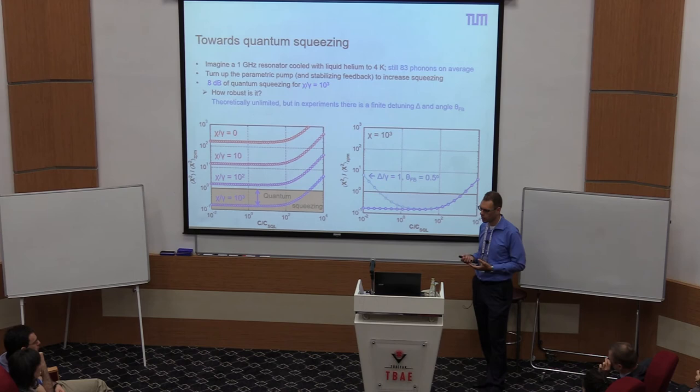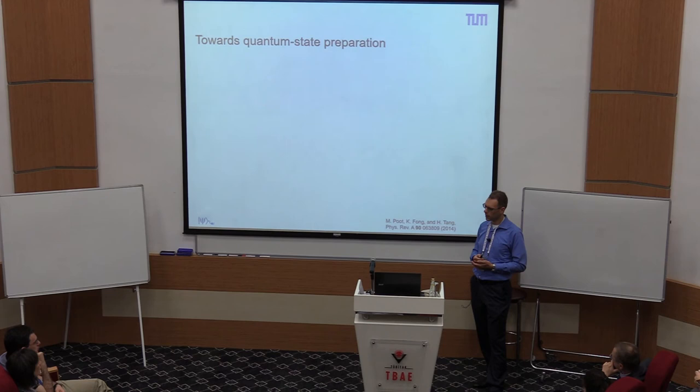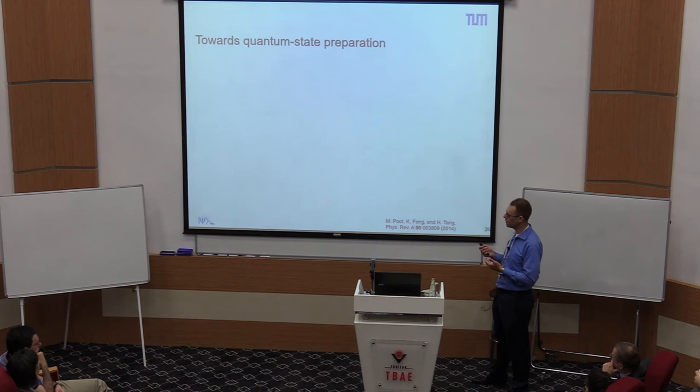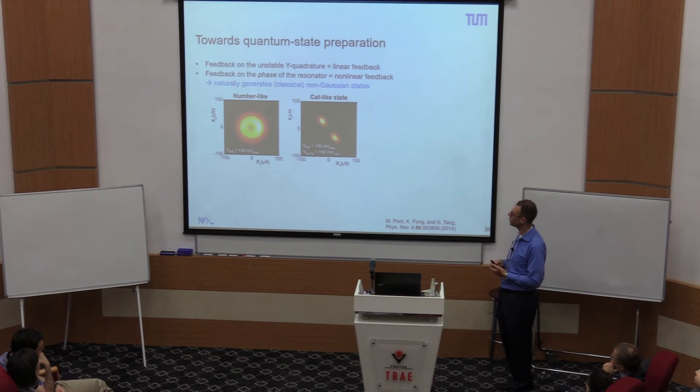So another thing that we can do is to tell a little bit more, not just about squeezing in one particular direction, because that is something that we did before, that is linear feedback, but we can also do nonlinear feedback. In particular, we can look at the phase of this resonator in real time and then use that to stabilize it. And this, again, since we're working with classical states, generates these very interesting looking probability distribution functions that we call the number-like and the cat-like state.